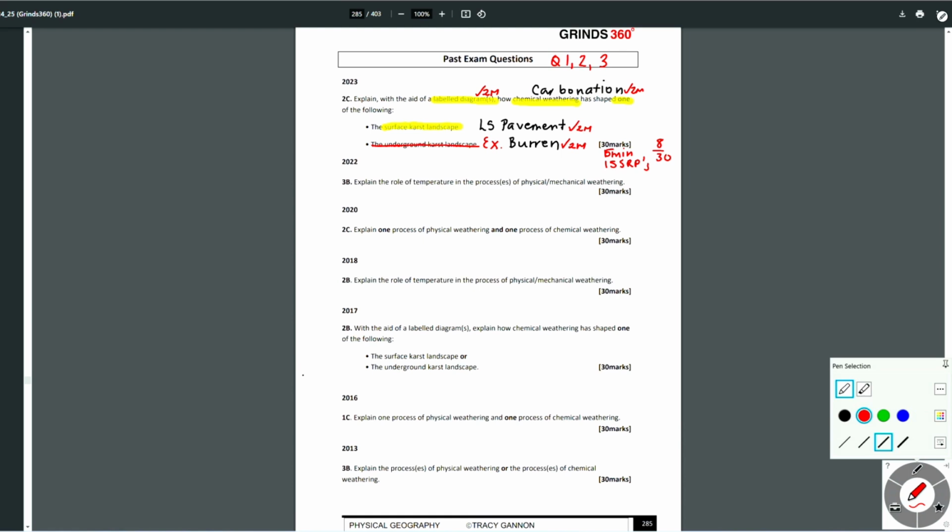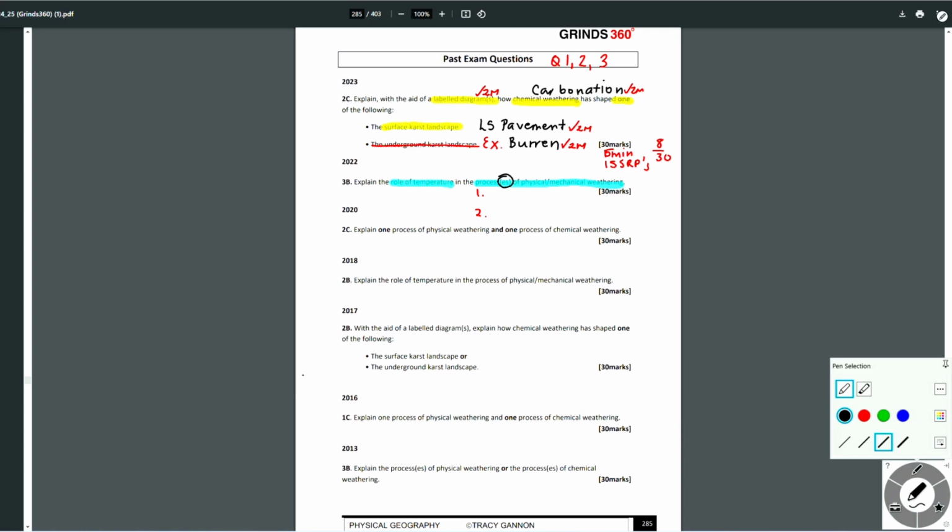Let's have a look at 2022 question 3B. What does it ask in this case? It says examine the role of temperature in the process or processes of physical or mechanical weathering. Now, a top tip here, which I'll discuss a little bit later on: if the examiner gives you an option to do one process or more than one, you always do more than one. So what will we do here? Well, we're going to do 2, 1, 2.